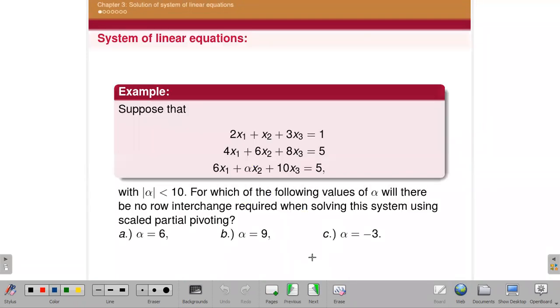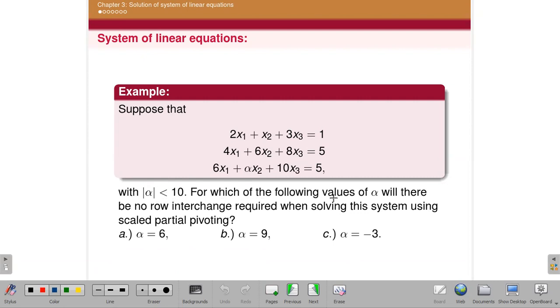So let us discuss this example. Suppose that this is three equations in three unknowns, where the coefficients are given to you. In the first equation you have 2 1 3, in the second equation you have 4 6 8, and in the third equation you have 6 alpha. Means alpha is any number here. The constants are 1, 10 and 5. But this condition is given that mod alpha is strictly less than 10.